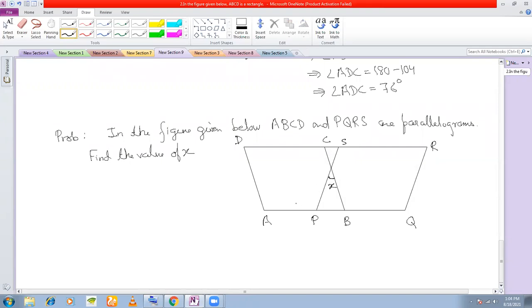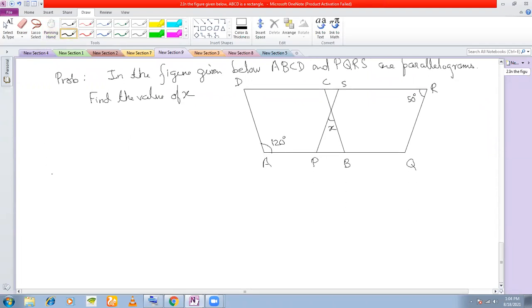This is x, which you need to find. These two angles are given to you, 120 and 50. Now, this figure takes a little time to draw, so I'm not drawing it again. I'm showing you in this figure also. But in your copies, you will draw this figure.